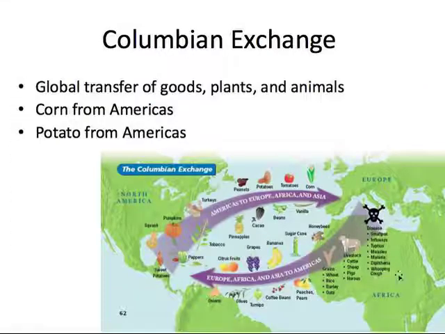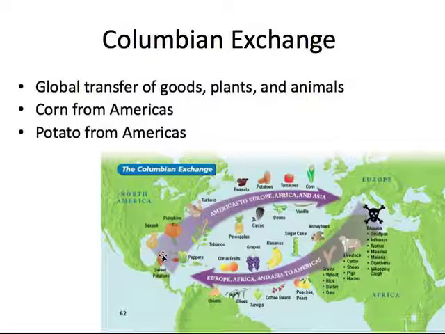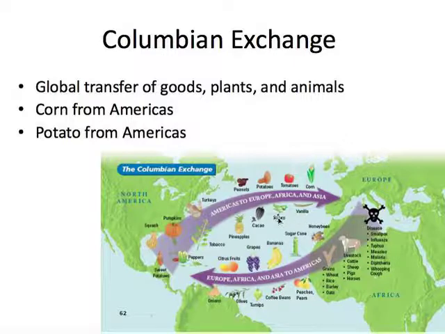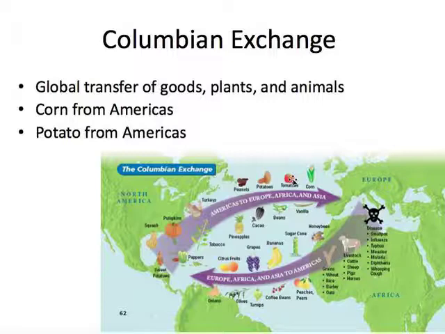So something that helps this is the global transfer of goods, plants, and animals, the Columbian Exchange. From Europe, Africa, and Asia to the Americas, we send onions, olives, turnips, grapes, bananas. But we bring back some really, really important plants from the Americas back to Europe, namely potatoes and corn and tomatoes. And this plant over here, the beans, the green beans right here.